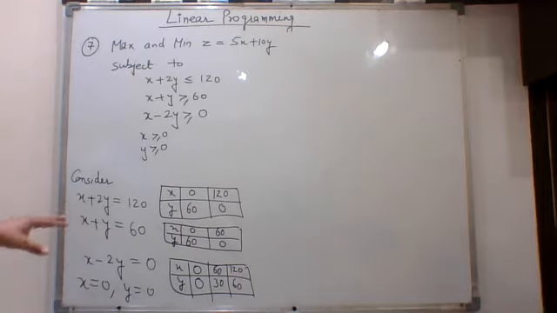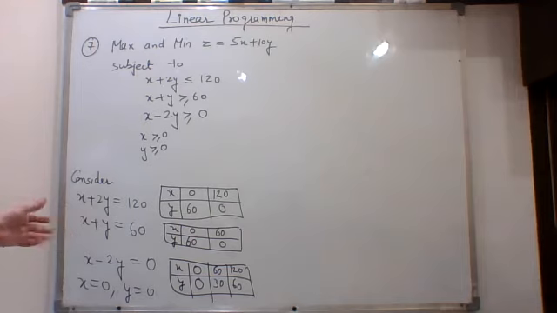So when you are plotting, obviously you have to take a scale here and you have to mention this also, that 1 centimeter is equal to 10 units or 20 units. So that also you have to specify. So let us draw the graph for these lines.